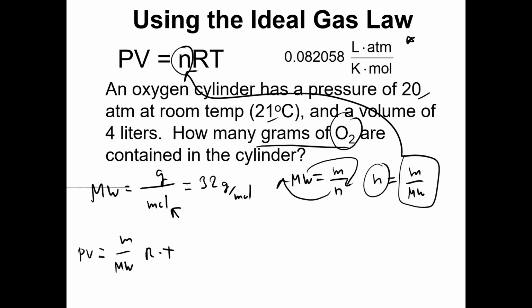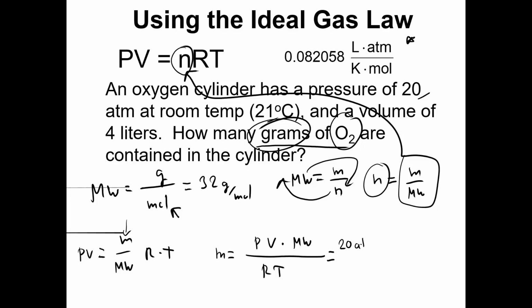And then I can solve for, let's see what they're asking for, how many grams. So I actually solve for grams here, right? So I'm going to solve for m. So m is going to be equal to PV times molecular weight divided by RT. So that's just some basic algebra. So now I can plug in everything. And so I'm given 20 atm.